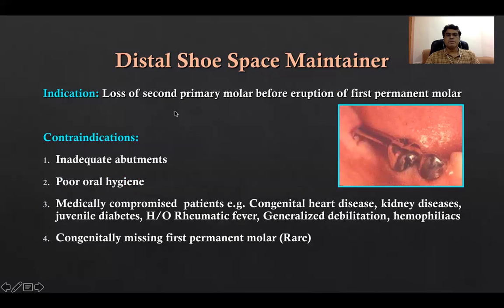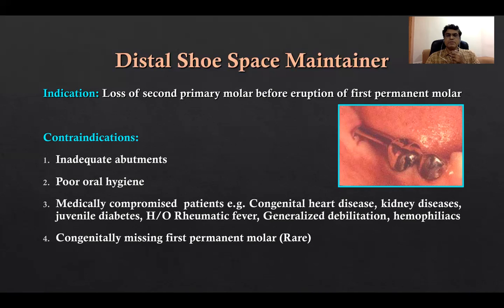The indications for distal shoe space maintenance are loss of second primary molar before the eruption of the first permanent molar. This is the indication. The contraindications are inadequate abutments, poor oral hygiene, and medically compromised conditions such as congenital heart disease, kidney disease, juvenile diabetes, or history of rheumatic fever, generalized debilitation, hemophiliacs.